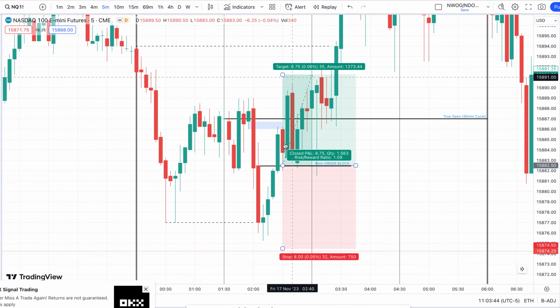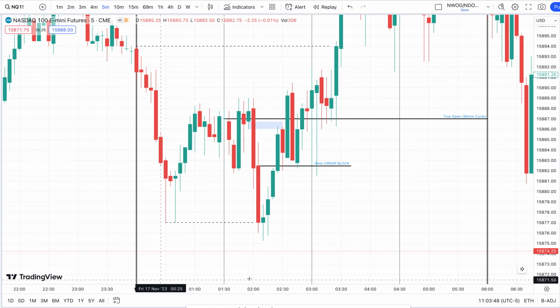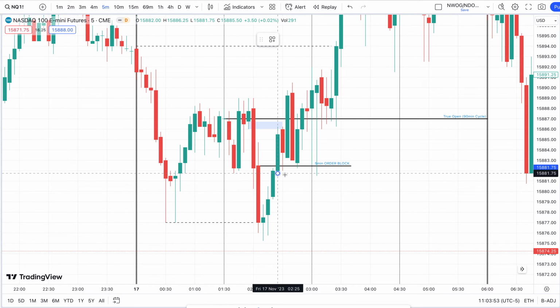Now this is the new swing. Just remove this, close that. This is now the new internal range liquidity. That could be a target.